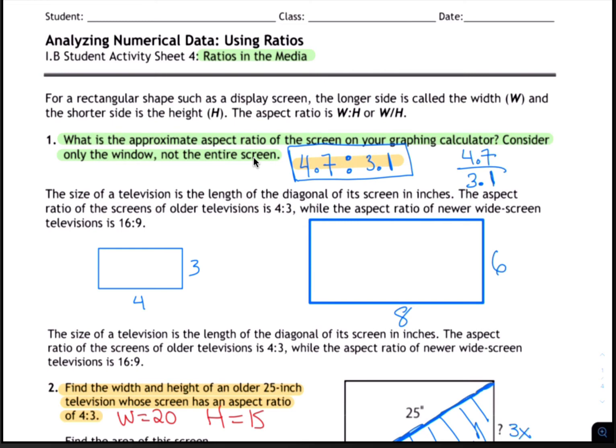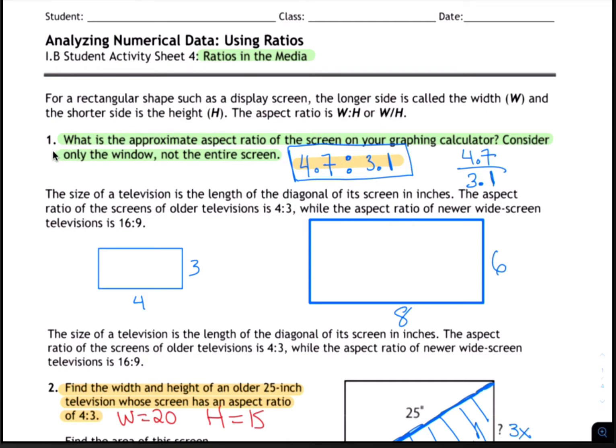Hello everybody, this video covers activity number 4, ratios in the media. A little bit of background information. For a rectangular shape such as a display screen, the longer side is called the width W and the shorter side is called the height H. The aspect ratio is W to H, which can also be written as a fraction W over H.